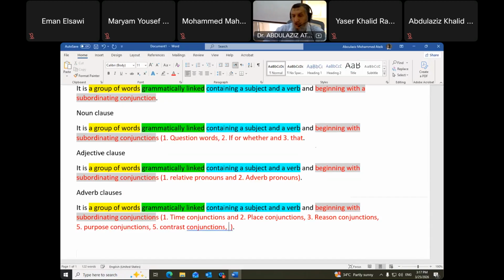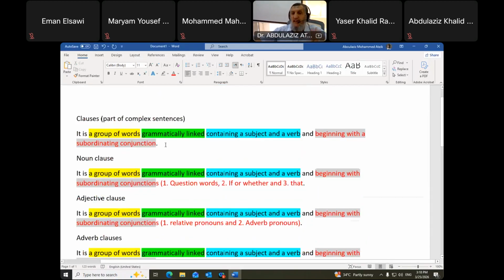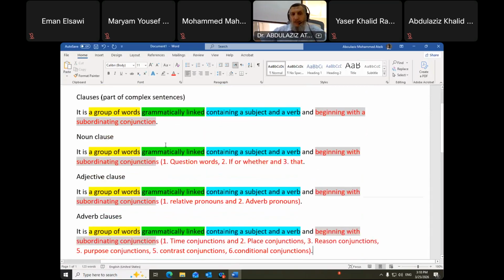We have conditional conjunctions. Okay, so you notice here that all clauses have the same definition. The only difference is in the type of subordinating conjunction. Based on this subordinating conjunction, we can decide whether it is an adjective clause or an adverb clause.